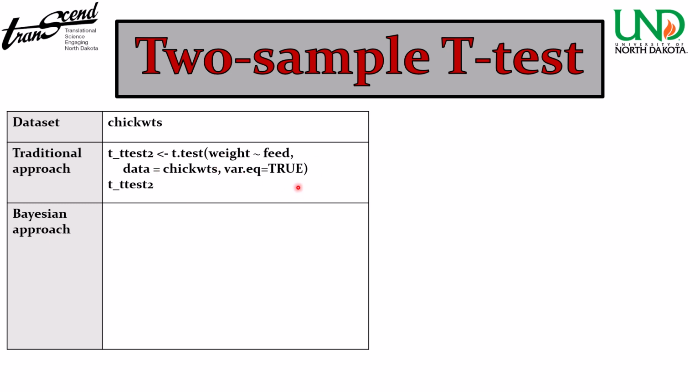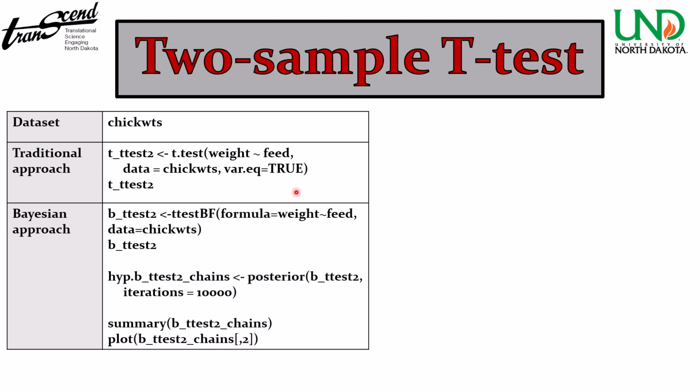And we're going to use the variance equals true assumption. If we're doing the Bayesian approach, it's very similar. We can again specify the formula setup, so weight as a function of feed, a similar outcome, and then we're going to do what are called chains, where you sample from the posterior of this test for 10,000 iterations, and we can pull out information, especially on plotting the outcomes of these posterior samplings.